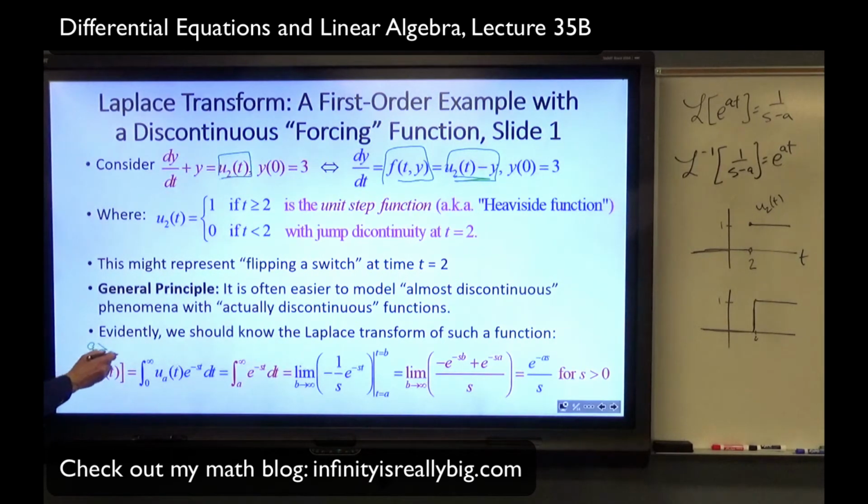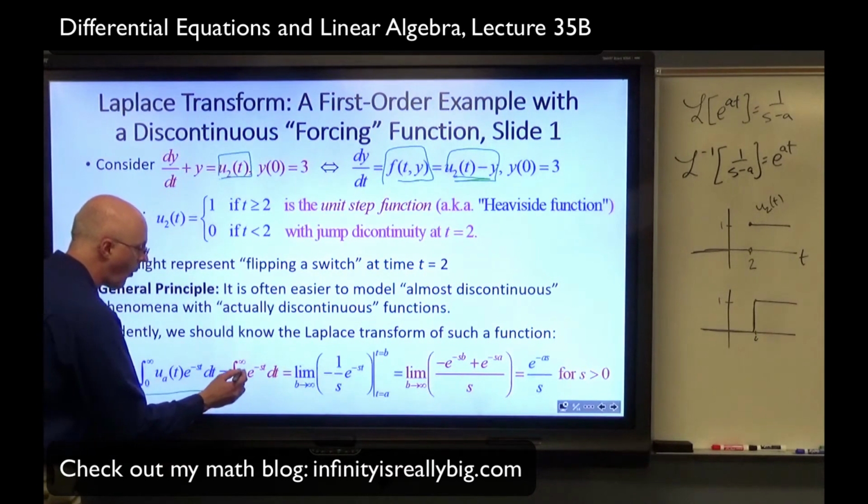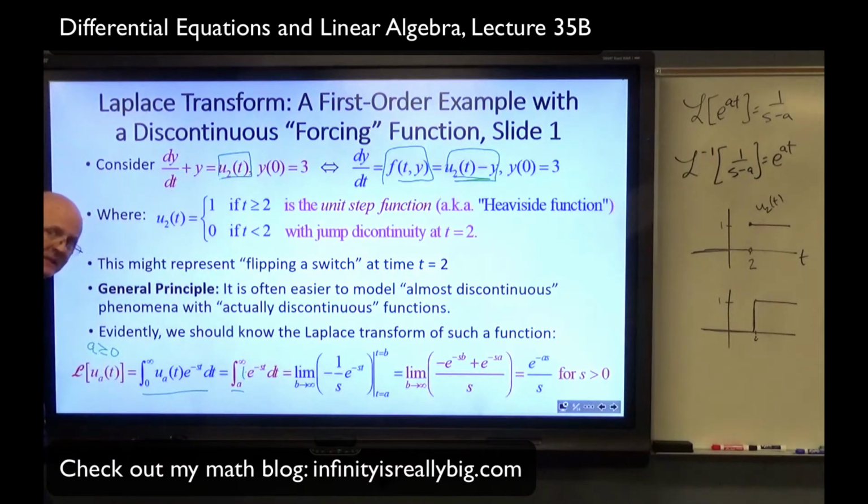I write this. There's the definition of the Laplace transform. What do you do with that? How do you integrate that? Use the formula for u_a of t. It equals 0 when t is less than a and 1 when t is greater than or equal to a. So the product of these two things is 0 when t is less than a. You can just integrate from a to infinity 1 times e to the negative st, because the function u_a of t is 1 when t is greater than or equal to a.